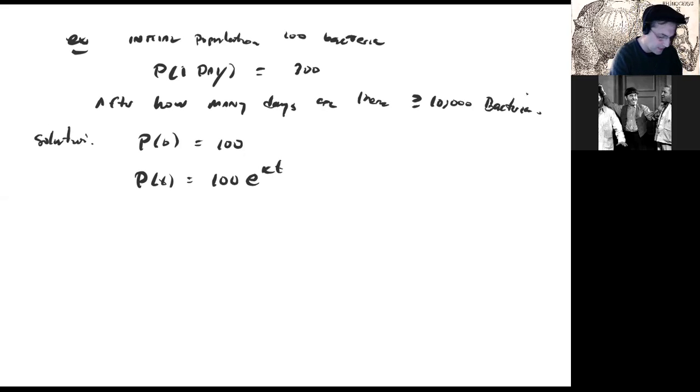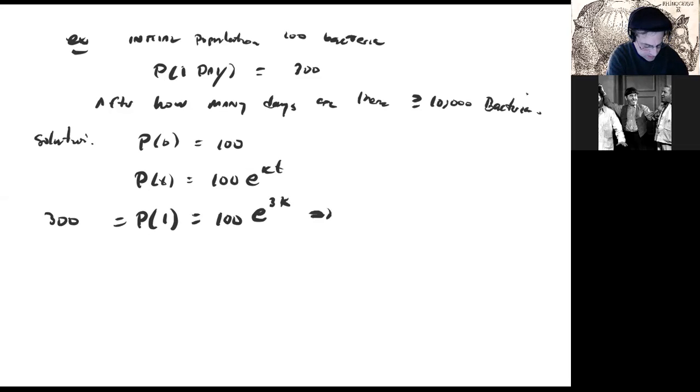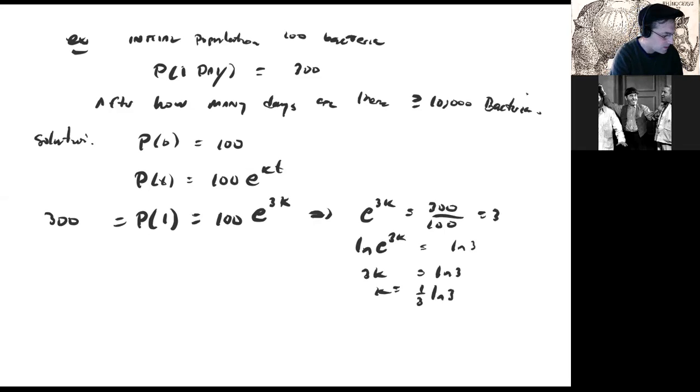We have to first of all solve for k, but we're given an additional piece of information that p of 1, we're assuming that t is measured in days, is 300, and that's equal to 100 e to the k. So that tells us we can solve for k from this. We get e to the k equals 300 over 100, which is 3. So ln of e to the k is ln of 3. So k is ln of 3. Okay.